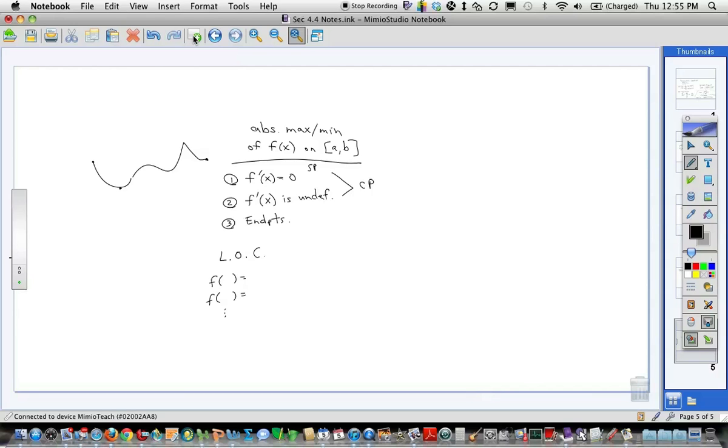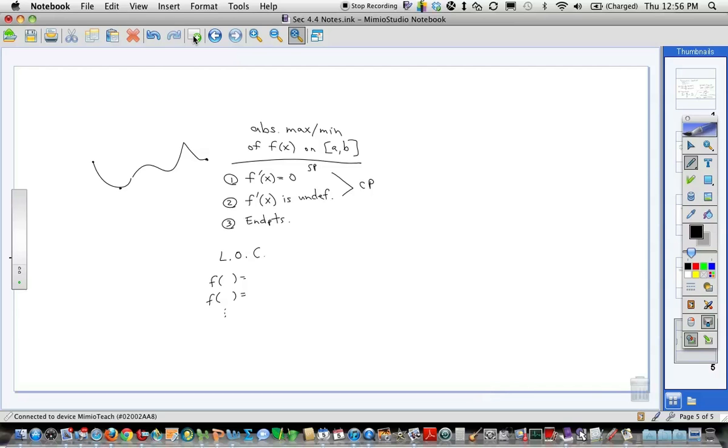And the point of having a list of candidates is what? To find the output that's the biggest and the output that's the smallest. And that's our max and that's our min. And it works great because we can make a comparison amongst the different outputs. Whichever one's biggest is the max, whichever one's smallest is the min.